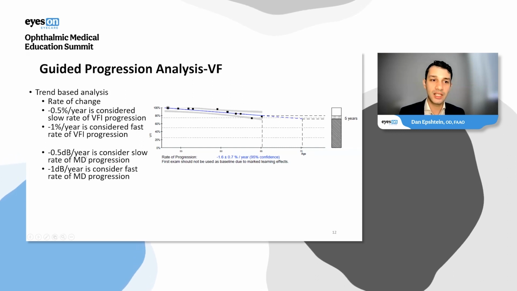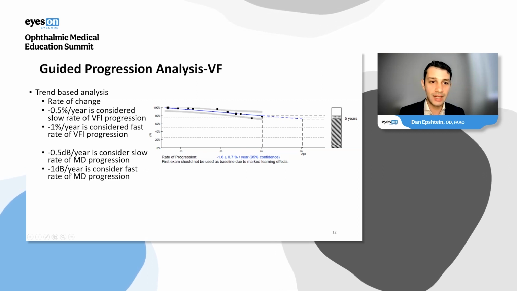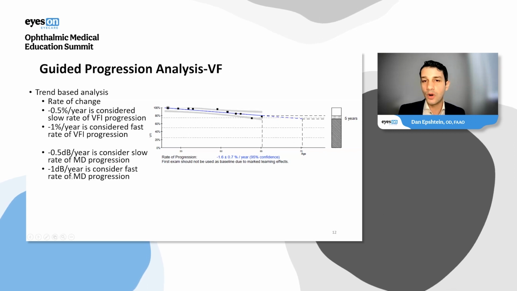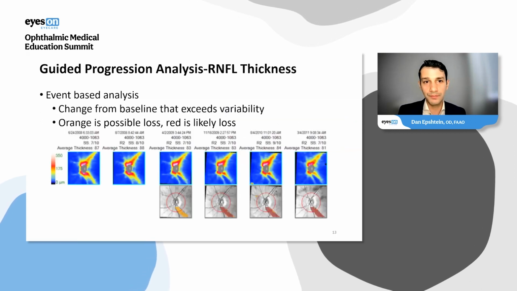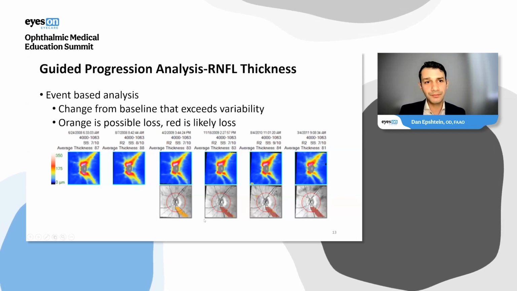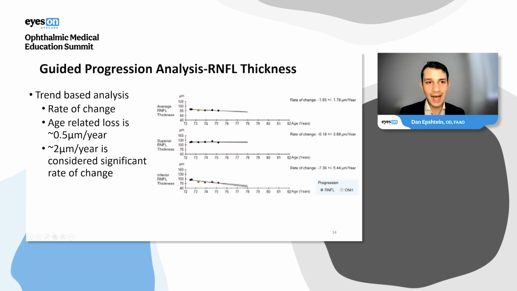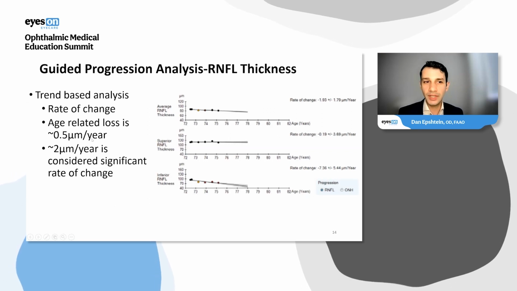And if you look at just decibel values, about -0.5 decibel per year is considered slow rate of progression, and -1 decibel per year or more is considered fast progression of glaucoma. You can look at event-based analysis where you're looking for yellow or orange, red colors here. And then we could do a trend-based analysis as well. But you have to remember on your RNFL thickness that half a micron per year is considered age-related loss.